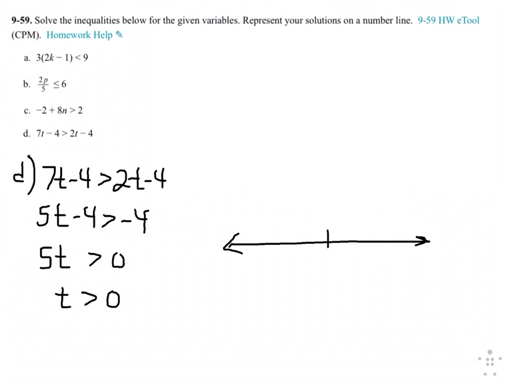So here's my number line, 0. Greater than is an open circle. Whoops, let me make that open circle nicer, right? It's an open circle, right? And then greater than is to the right. So there's my graph.